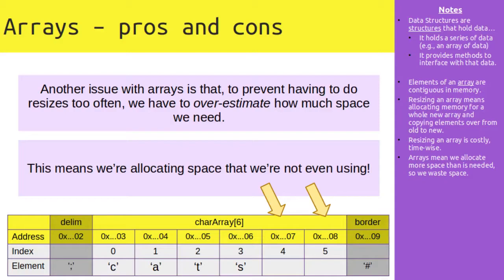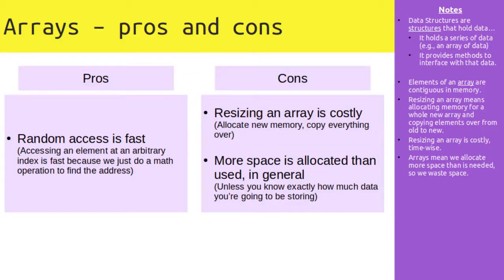Another issue with arrays is that, to prevent having to do resizes too often, we have to overestimate how much space we need. This means that we're allocating space that we're not even using. So one of the good things about arrays is that random access is fast. We can access any element at an arbitrary index pretty quickly because all we have to do is a little math operation. On the other side, resizing arrays is costly, which means we have to allocate that new memory and copy everything over. And also, we generally will allocate more space than we're actually using.